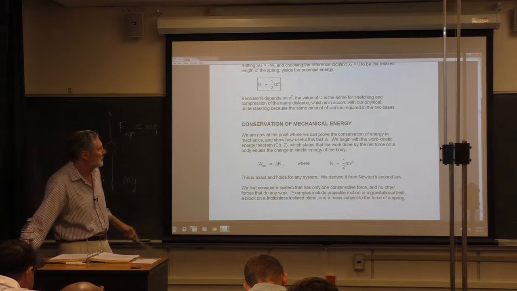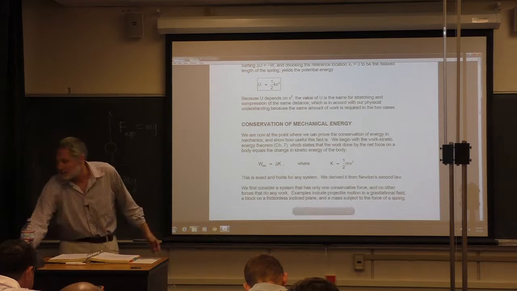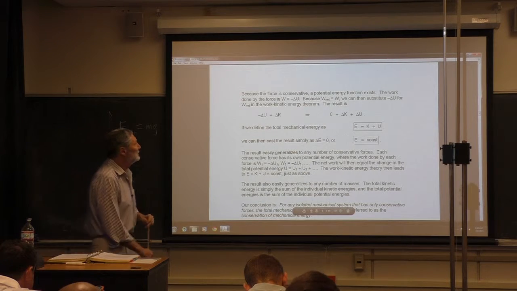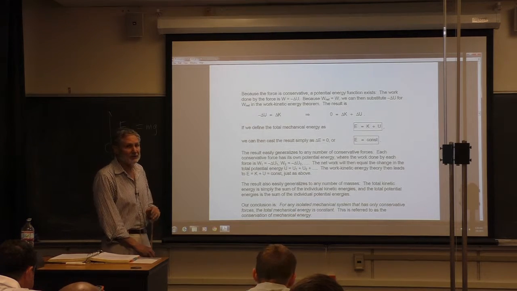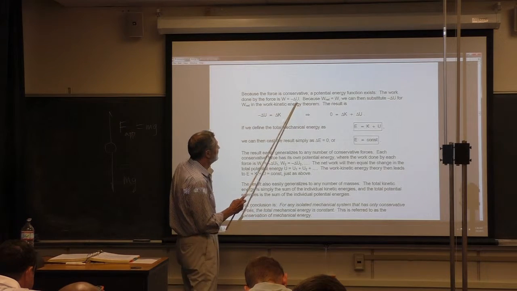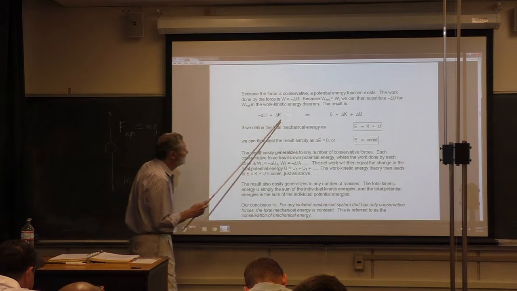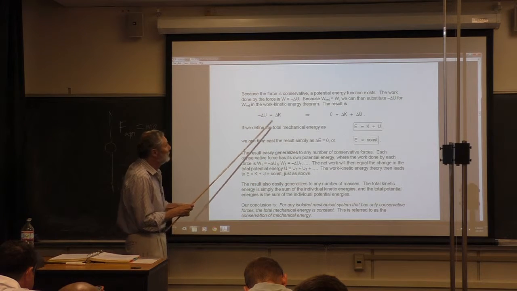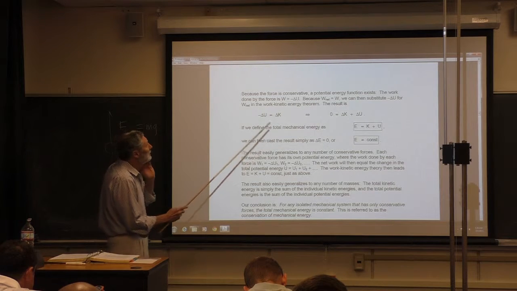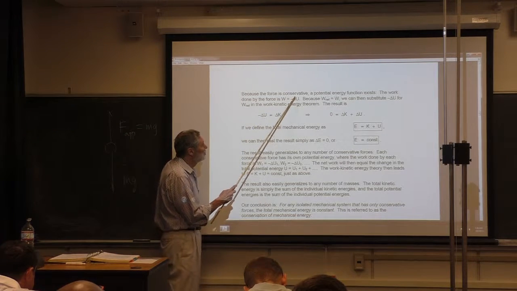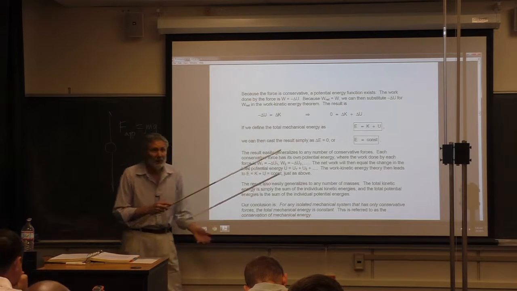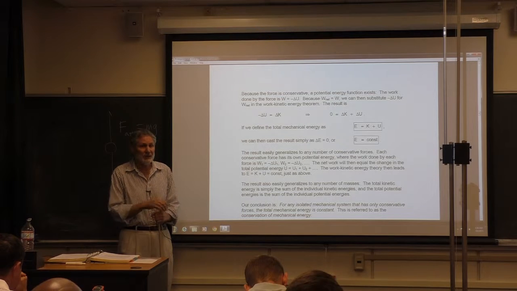So we derive this. Remember, we derived this from Newton's second law. So here's what we do. Because the force is conservative, we know there's going to be a potential energy function. And it's the only force that's doing any net work. So the change in potential energy will be minus the work done by the force, right? The change in potential energy is the work done by the applied force.